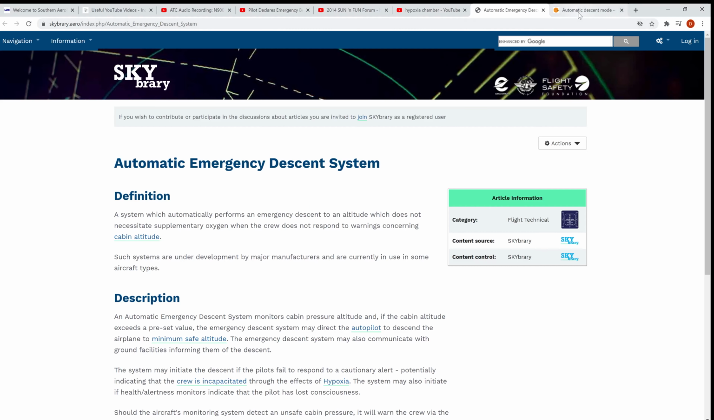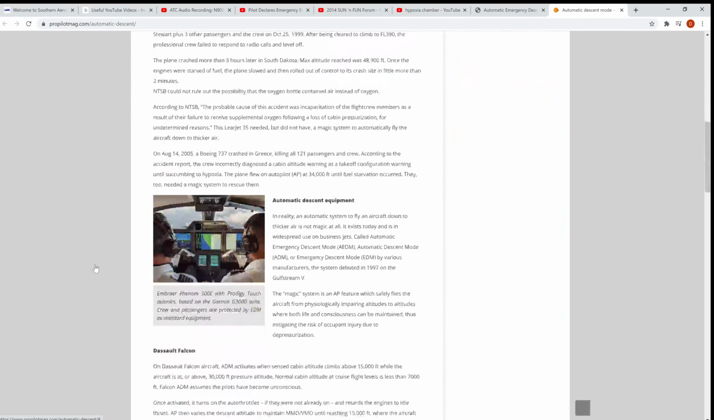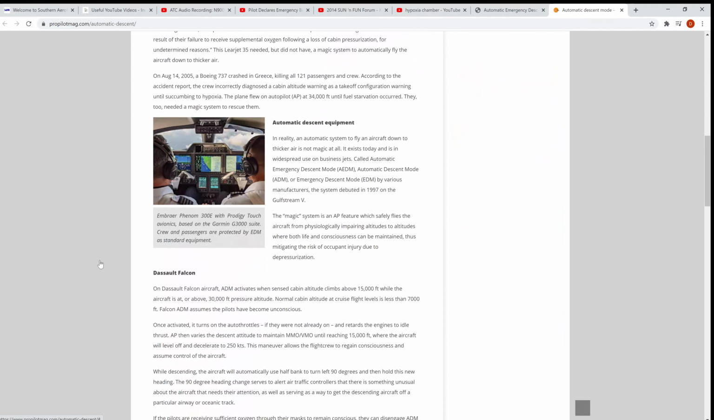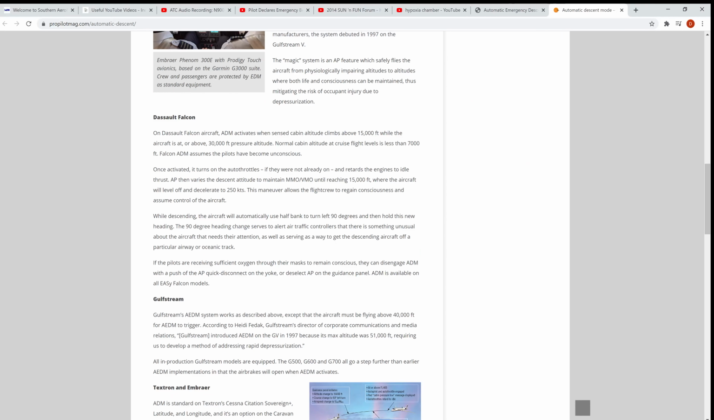But I want to go a little further. There is an absolutely excellent article about this written by somebody, I have no idea who this is, Marty Rollinger in Professional Pilot Magazine. I'd love to really cite the whole article. I'm just going to briefly skim through it. He talks about how this works, specifically in different kinds of airplanes. So for example, Dassault Falcon, and again, don't worry about memorizing the numbers, but the takeaway, if you read through this in detail, is that the Dassault Falcon can operate the autothrottles even if they were not already on, and bring the engines back to idle. It then starts the descent.